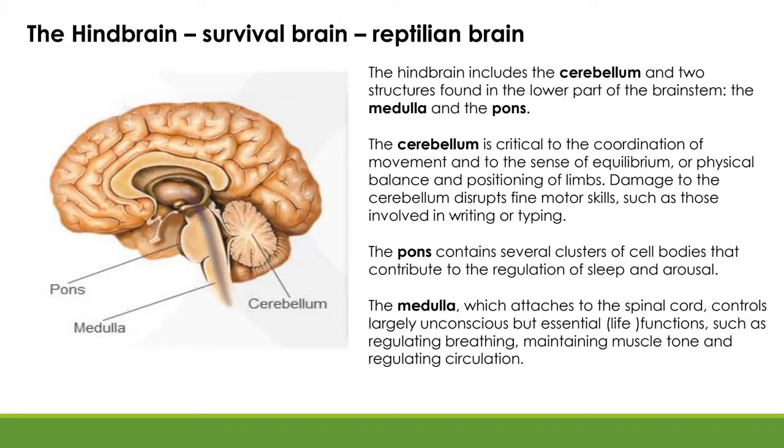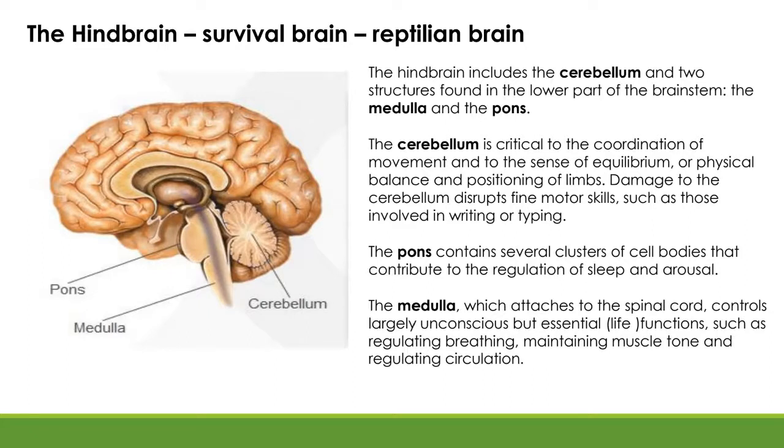So the back part of the brain, that hindbrain, includes the cerebellum. That's the name of one of the little structures found there, and it contains the medulla and the pons. So there are all small areas. It's called the reptilian brain, probably because it's the first part of our brain to form. Therefore, it's the oldest part of our brain, and it's the part of the brain that regulates survival.